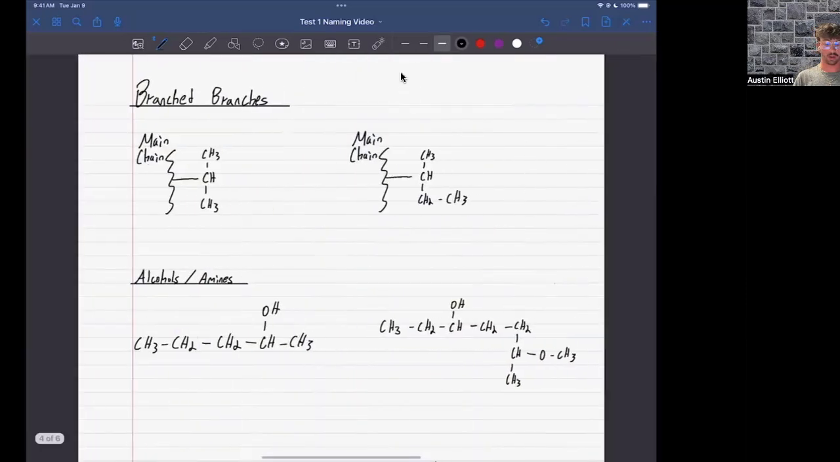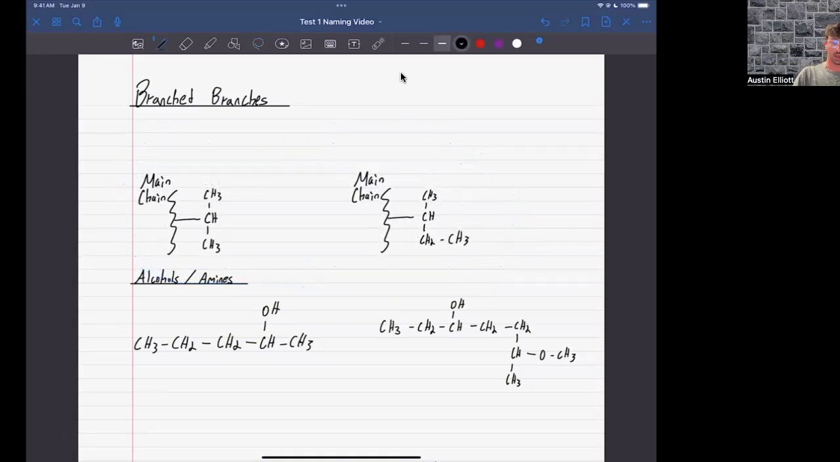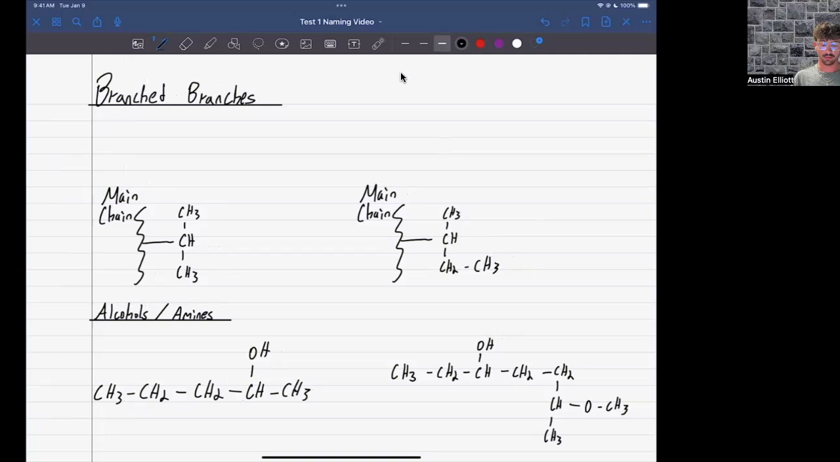So now moving on, we're going to talk about branches. So branches are a little bit different. They can be kind of confusing. You won't see them a lot, but they would definitely be on the first exam and are something good to know. So we're going to do a little practice here. So with branches, we have our main chain. That doesn't really matter in this case. We're kind of just looking at what's attached to it.